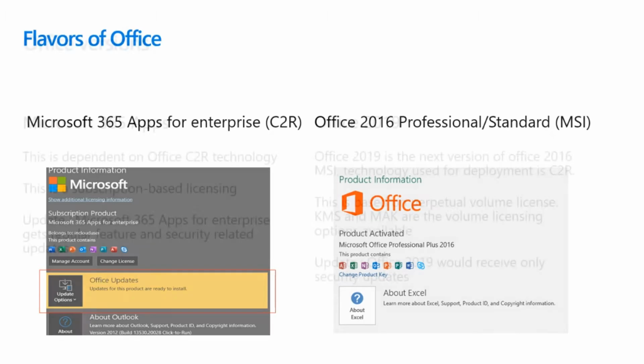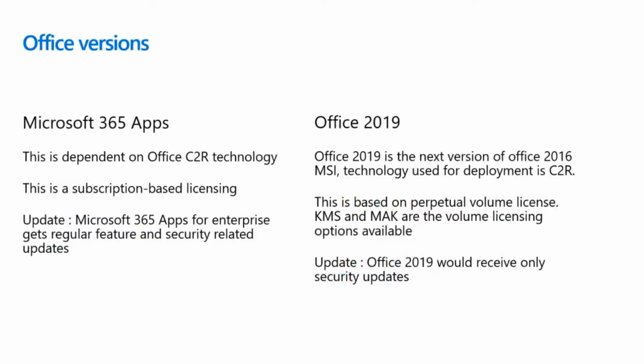Okay, so let's move to the next slide, which talks about the Office versions. Here are two examples of perpetual and subscription-based Office clients. So Microsoft 365 Apps, formerly called Office 365 ProPlus. It's a subscription-based client that ensures you always have the most up-to-date modern productivity tools from Microsoft. With a subscription, you always have the latest features, fixes, and security updates.